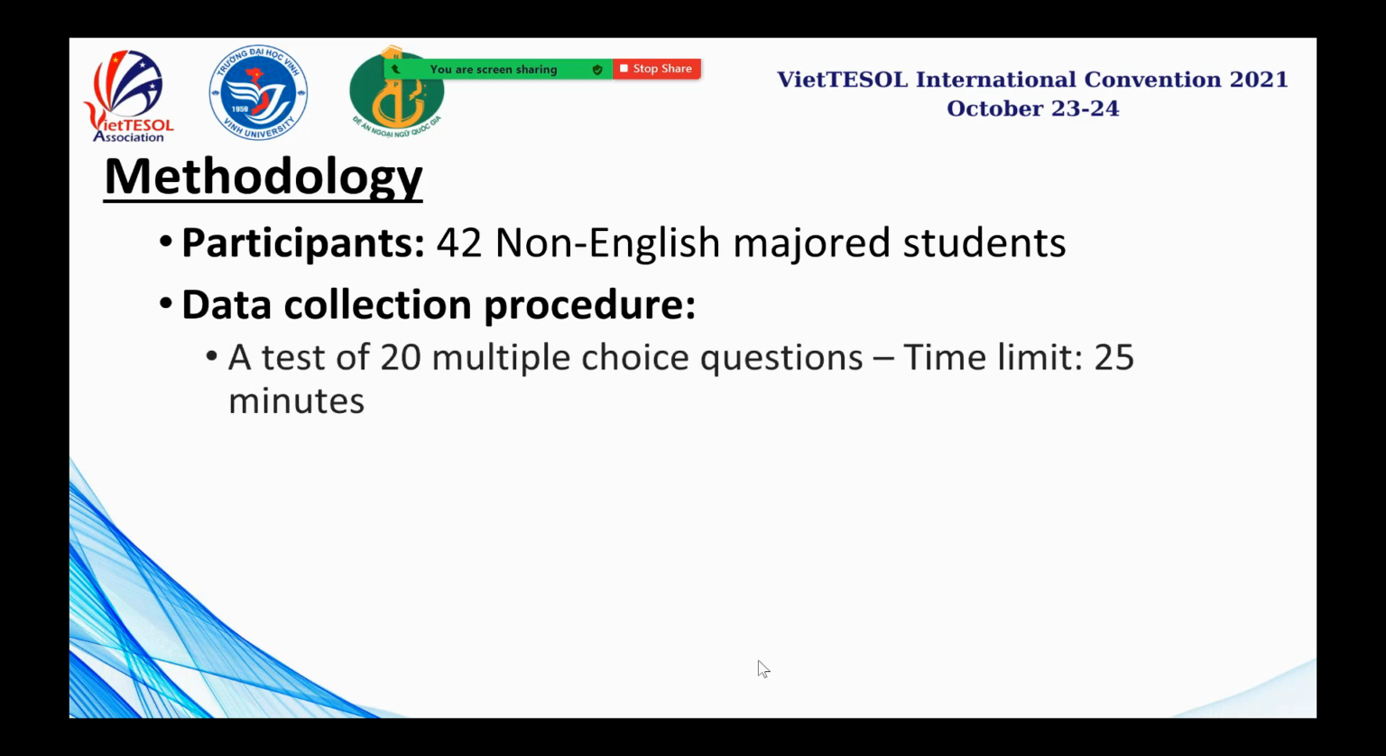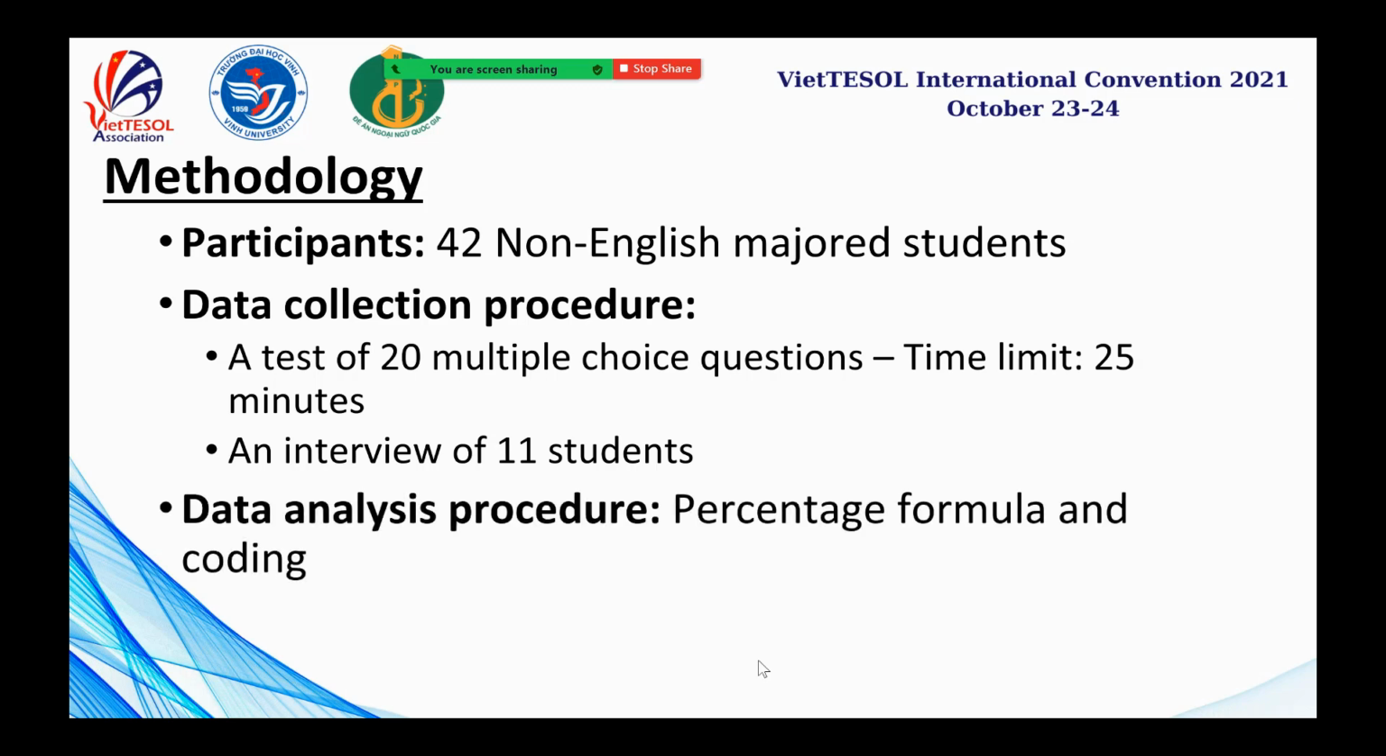For collecting data, first of all, a test of 20 multiple choice questions related to 7 types of relative clauses was given to the participants with the help of Google Forms, and the time was limited to 20 minutes so that the participants had to finish their work. Secondly, the researcher conducted interviews with 11 students who were willing to take part in our research. Each interview lasted from 10 to 15 minutes for each student.